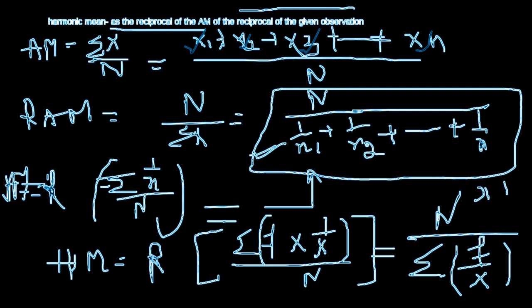This is for the discrete data. And for the individual data, your harmonic mean is this. Yes, yes, Umesh. Understood? Say yes or no. Harmonic mean.